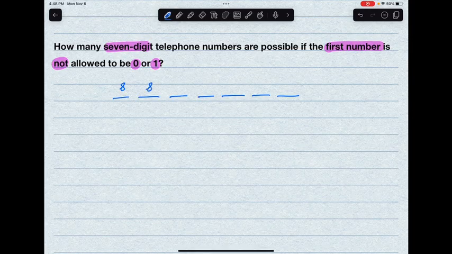What about the third to the seventh? So they can be 10. So 10, 10, 10, 10, and 10. That's the multiplication principle. So that's going to be 8 squared times 10 to the fifth.